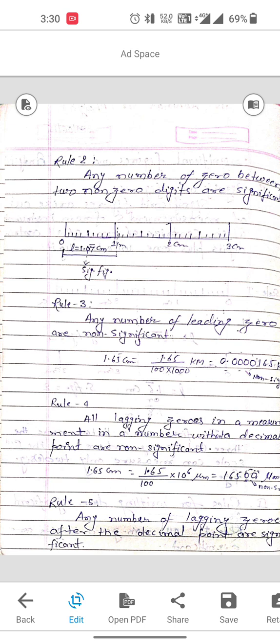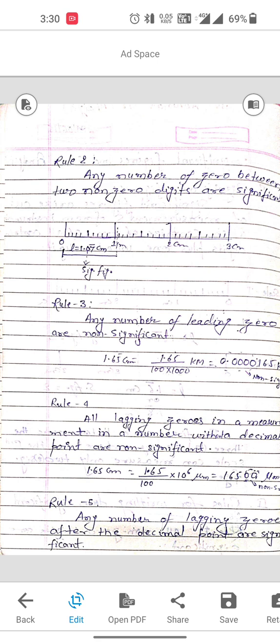Like here, the length is 1.07 centimeter. Here the 0 will be significant because it lies between two non-zero digits. Meaning any number of zeros between two non-zero digits are significant.